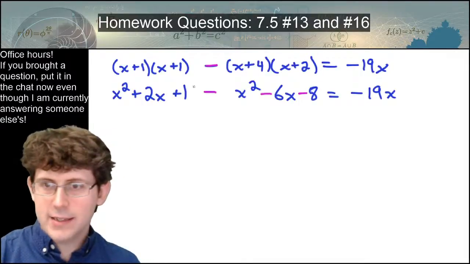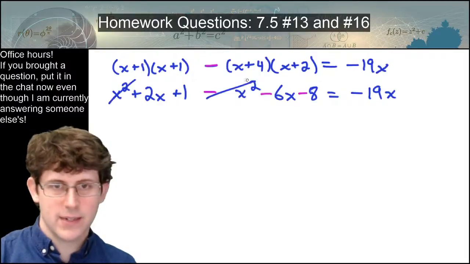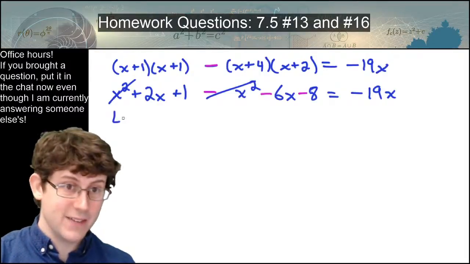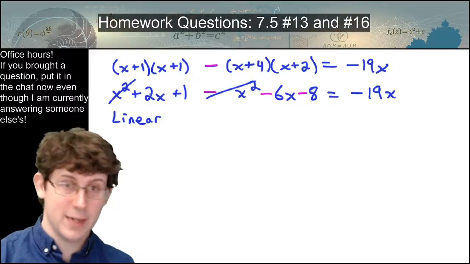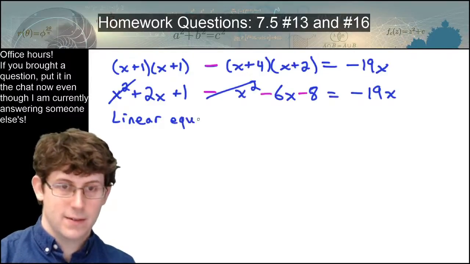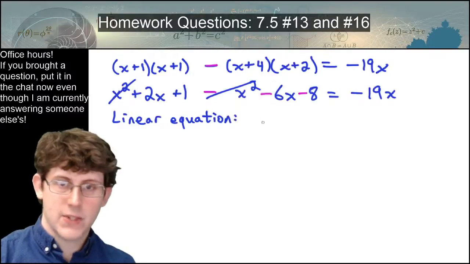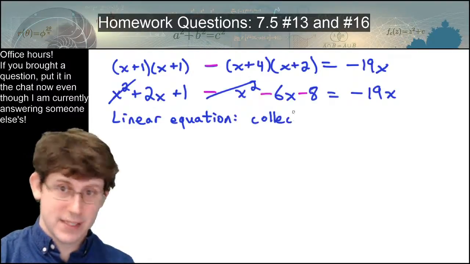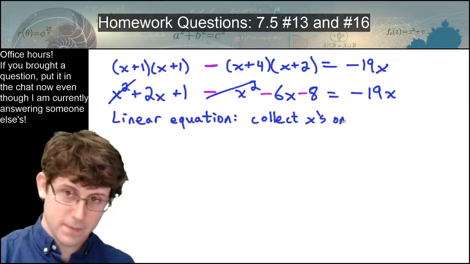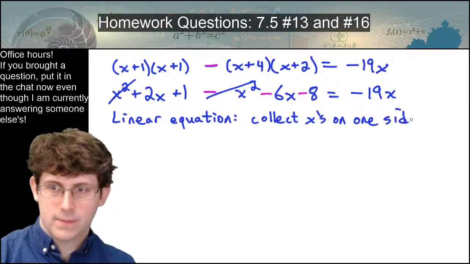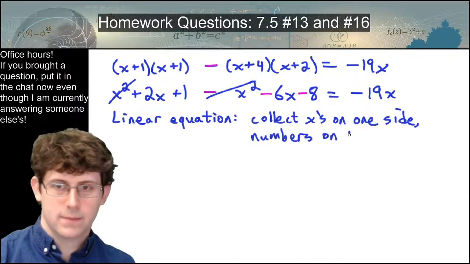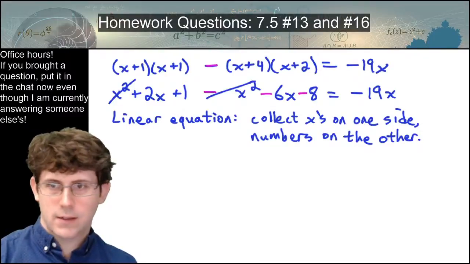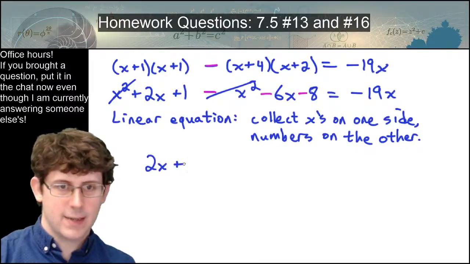Okay, when I simplify all this stuff, it does look like the x squareds actually cancel. So in the end, I have a linear equation. There's no x squared. It's just x multiplied by numbers. So I'll collect the x's on one side and the numbers on the other. What a mess. Okay, I'll just copy it down again.